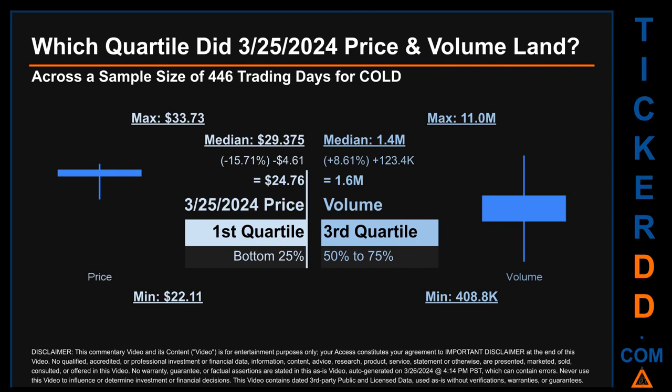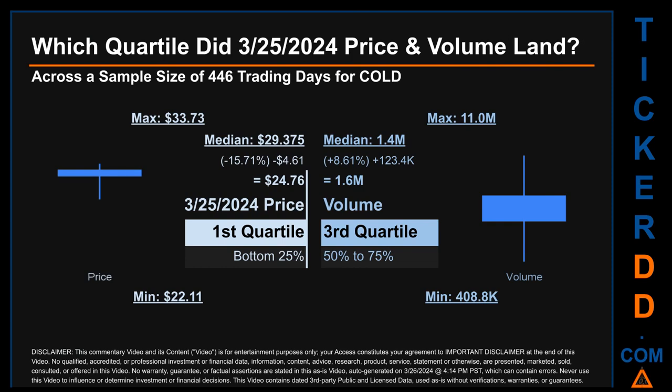The day's volume landed within the third quartile, that is within the 50% to 75% range of all sampled daily volume, which saw a max daily volume of 11 million and a minimum of 408.8 thousand. Quartiles tell us about the spread of a data set by breaking that data set into quarters, just like how the median breaks the set into half.